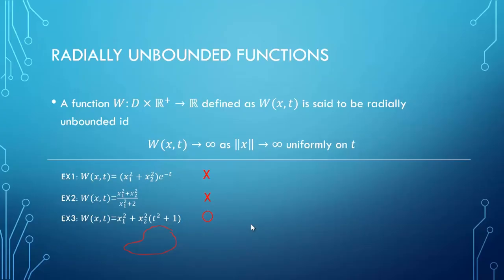In this case, even if x2 doesn't go to infinity, this term might go to infinity as long as t goes to infinity, right? So if x2 goes to infinity, this term must go to infinity. Okay, the whole second term must go to infinity. And for this case, is it radially unbounded? 你觉得呢？So this time term doesn't change W much, right? Because it's lower and upper bounded.